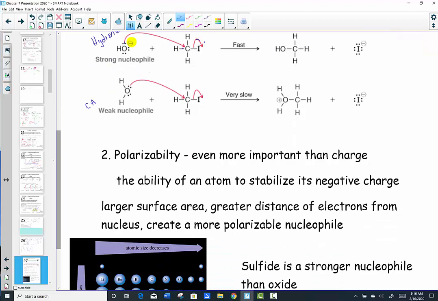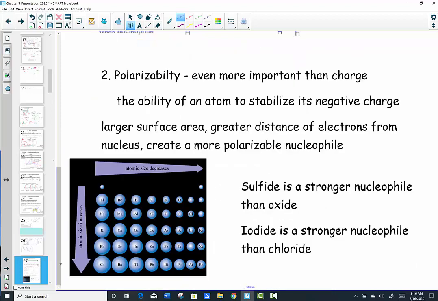And the second, and probably even more important, is the polarizability of that electron cloud. The ability of an atom to stabilize its negative charge over a larger surface area helps to create a more polarizable nucleophile. And we have to just remember the periodic trend of the size of atoms. As you go down a group, atoms get bigger. Iodide is a better nucleophile than bromide, which is a better nucleophile than chloride. Fluoride is so small, don't select it.